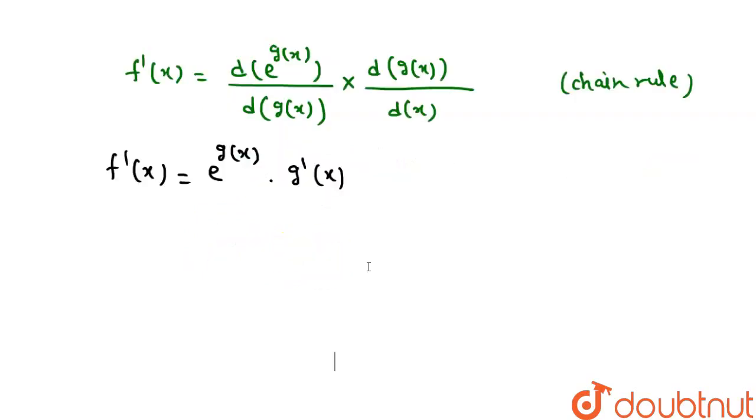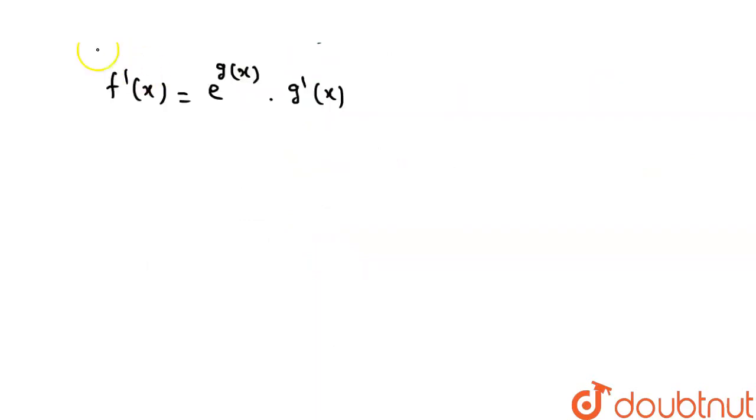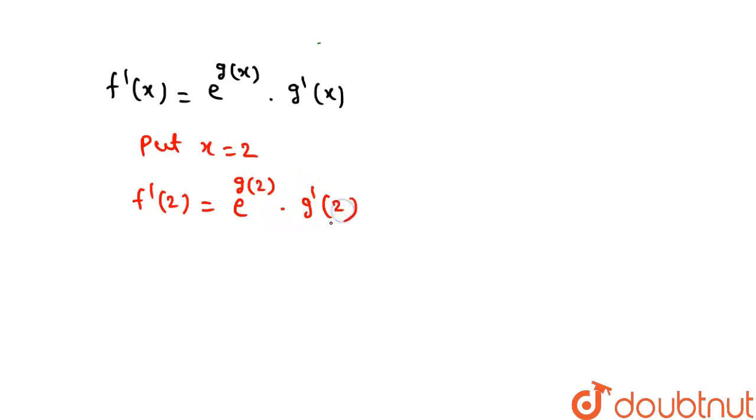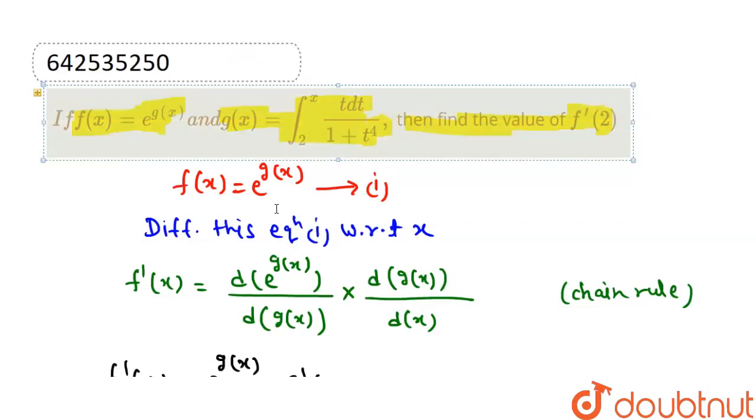Now in the next step we have to find f dash 2, which means we have to put x is equal to 2 in this equation. So we get f dash 2 is equal to e to the power g2 into g dash 2. Now from here we can see that if we get e to the power g2 and g dash 2, then we get the answer. So first we have to find g dash x.